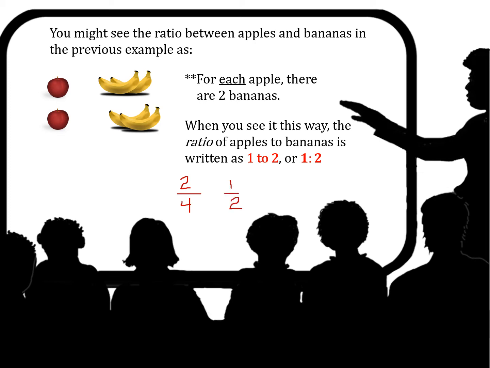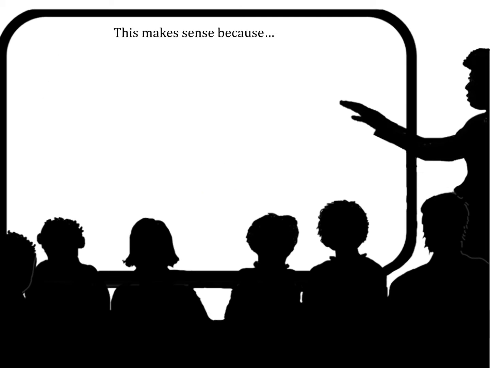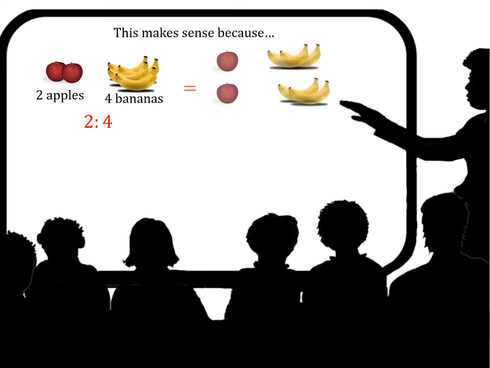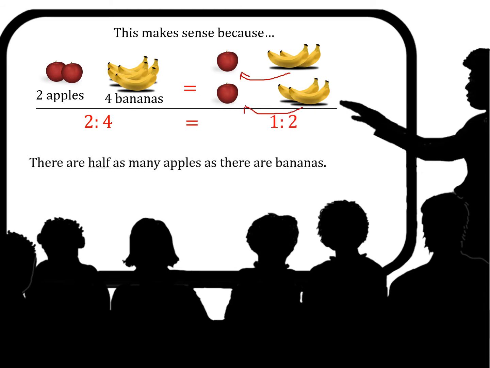I'm writing it in fraction form. This is the ratio form. But what you notice is that 1/2 and 2/4 are equivalent fractions. So, this makes sense because 2 apples and 4 bananas is equivalent to 2 bananas to each apple. It's the same quantity overall. There are half as many apples as there are bananas.